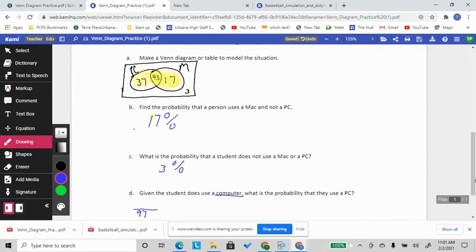What is the probability that it's a PC? Okay, so where's my PCs? My PC is this. Didn't say they didn't use a Mac. They just said that they used a PC. The people that used a PC is here or here, which is 80. So given they use the computer, probability of PC, 80. 80 divided by 97, 82.5%.